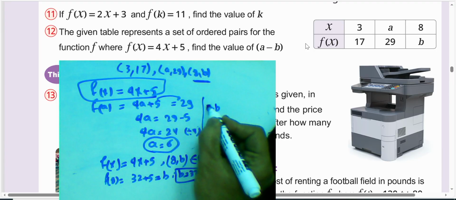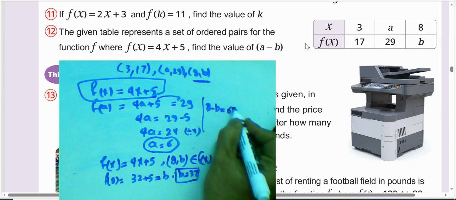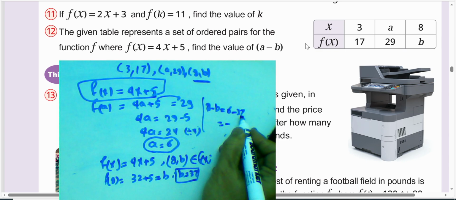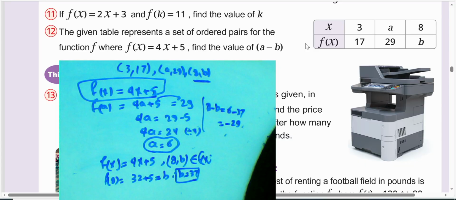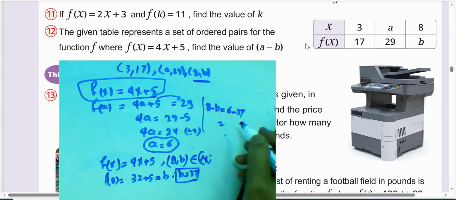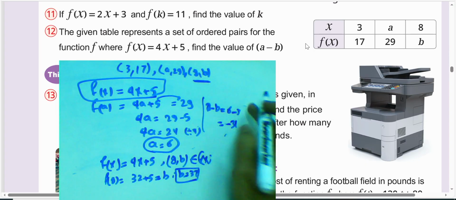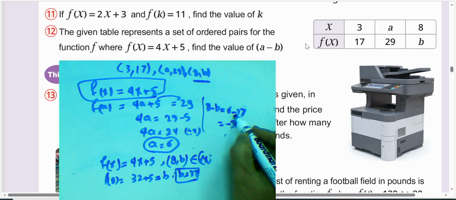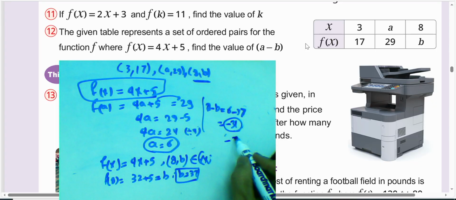Then a minus b, a here was 6 minus b 37, right? Not 29, not 31, yeah, negative 31. Yes, this is 37, okay, 6 minus 37, right? Negative, and 37 minus 6 is 31, and the result will be negative 31. The answer will be negative 31 because the value f of 8 equals 4 times 8 is 32 plus 5 is 37. Understood?